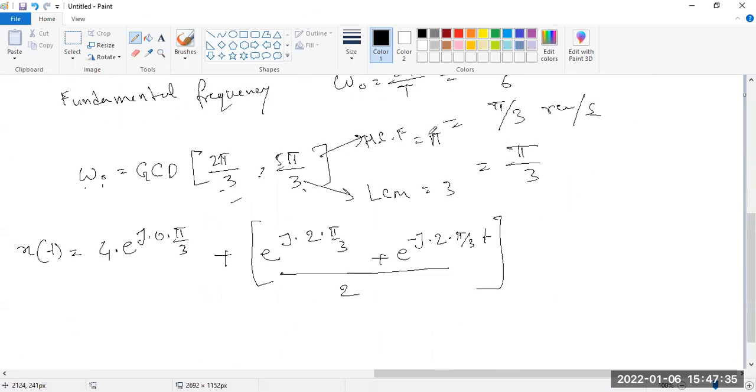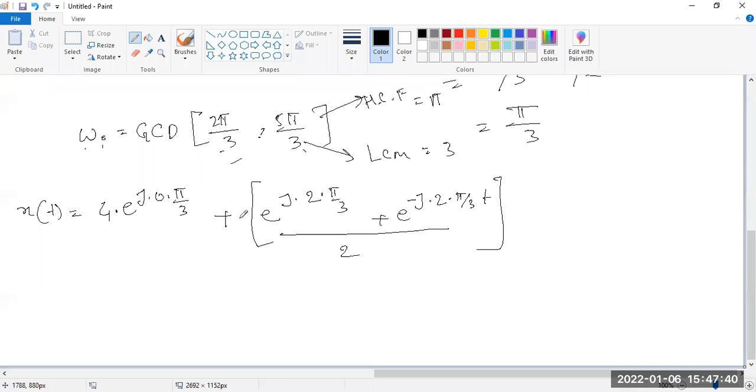Look here, it is multiplied with the 2 because cos is represented in this way. That is 5 omega t, where omega is 5 by 3 t. Okay, so this will be nullified here.